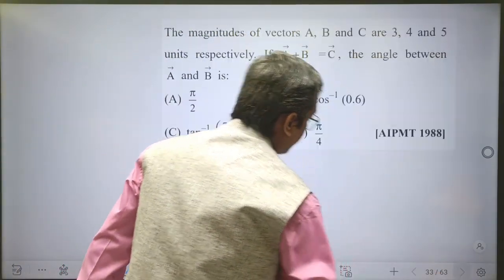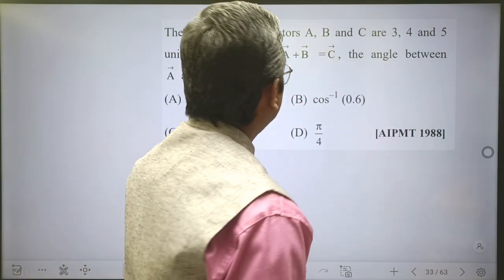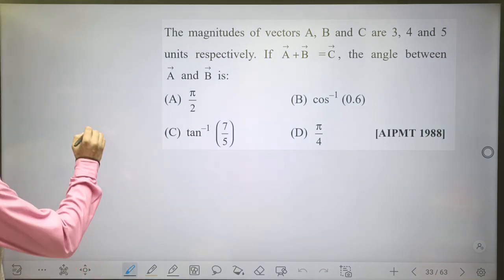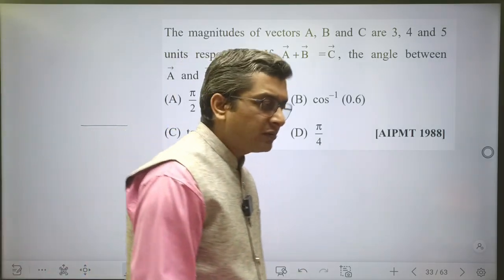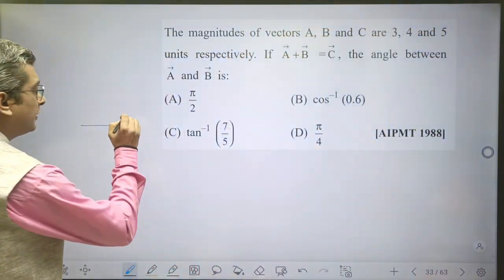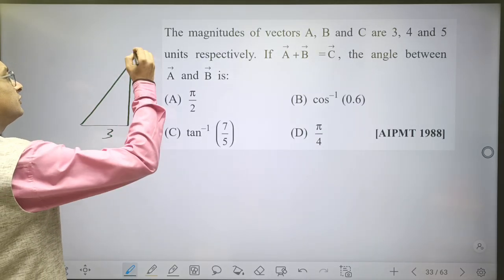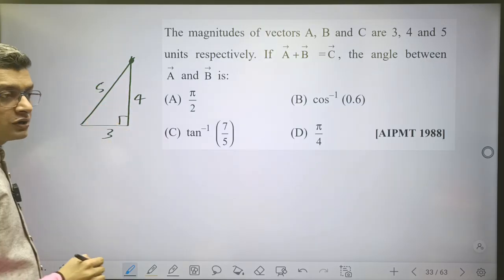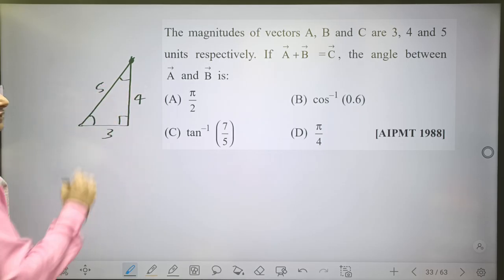That's all. Next, the magnitudes of vectors a, b, and c are 3, 4, and 5 respectively, if a plus b is equal to c. So I'm again saying to you this is a special case in trigonometry. I have said many times that please go through this special case because this is an important case. This is a triangle, dear friends, where if one side is 3, second is 4, then the third side is 5. This is a special case of Pythagorean triplet, isn't it? Where this angle is 53 degree, this angle is 37 degree.